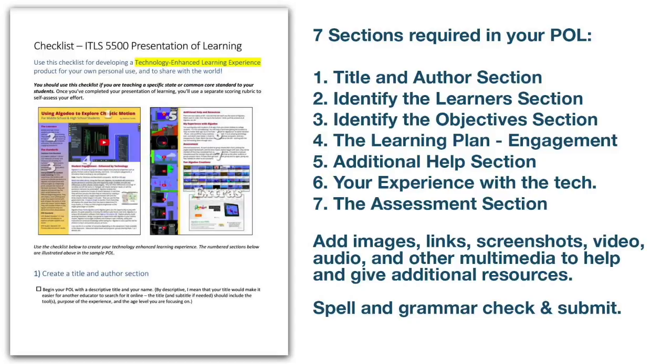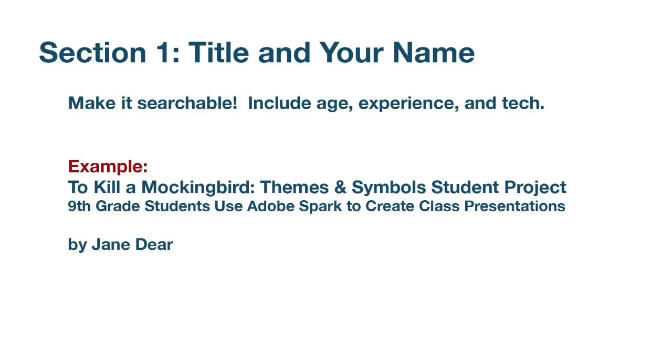So in your technology-enhanced lesson plan, you'll need to create 7 sections as you develop this more than a lesson plan. So now I'm going to explain each of those sections, and they're also included in the checklist. Section 1 is the title and the author section.